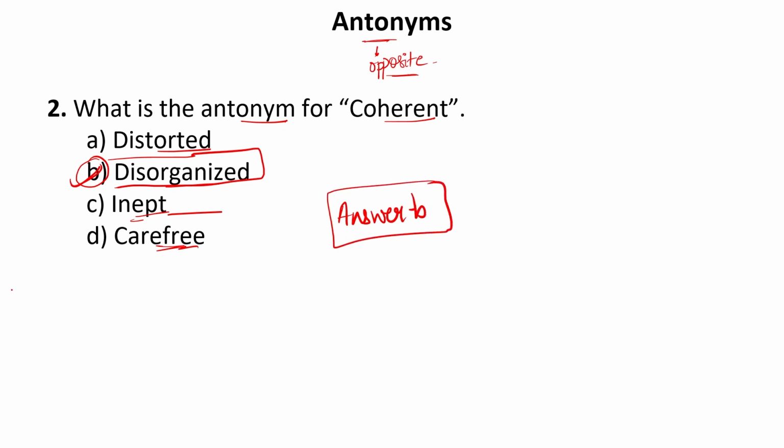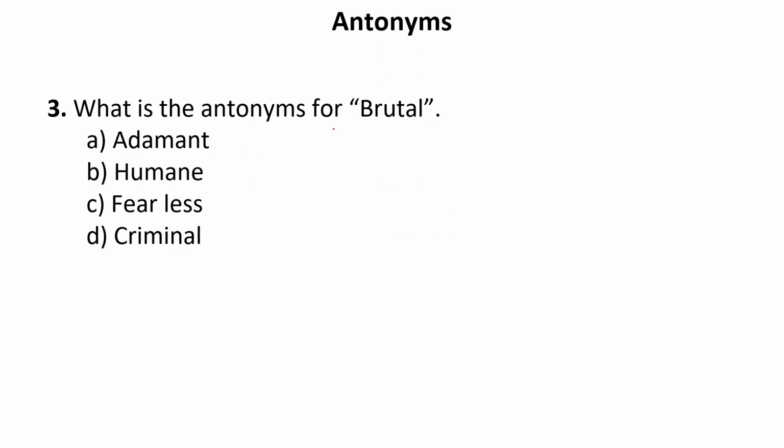Now let us move to the next. What is the antonym for the word brutal? Now brutal refers to when something is very criminal, or when the person is very criminal, or very harsh. That is known as brutal. Now, the opposite of it, let us see the options.